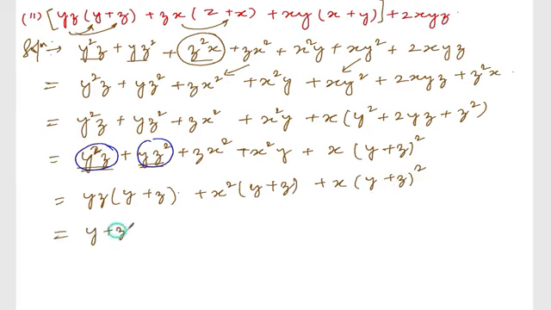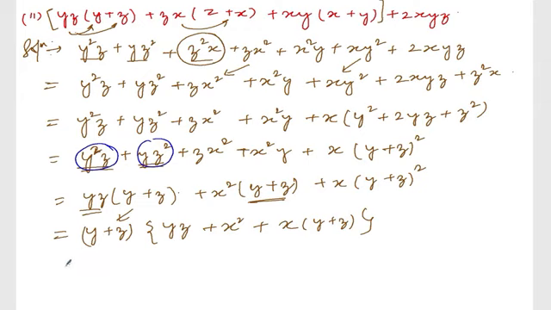y plus z is taken out common, so use this bracket. So it is yz. From here y plus z is taken out common. From here it is only x square because y plus z is taken out common, plus this is x into y plus z. So from here yz plus x square plus x into y, xy, plus x into z, xz.